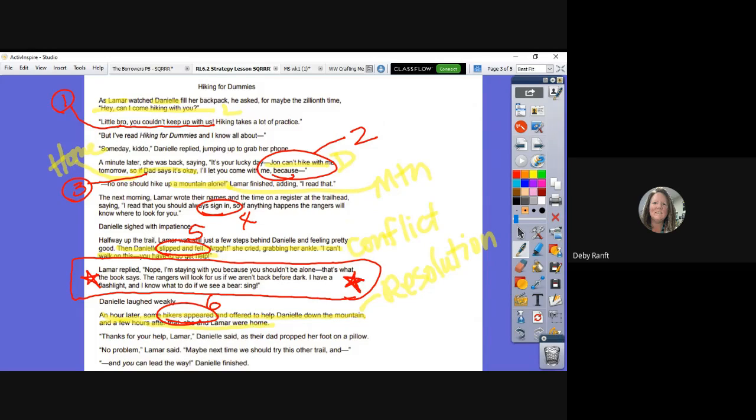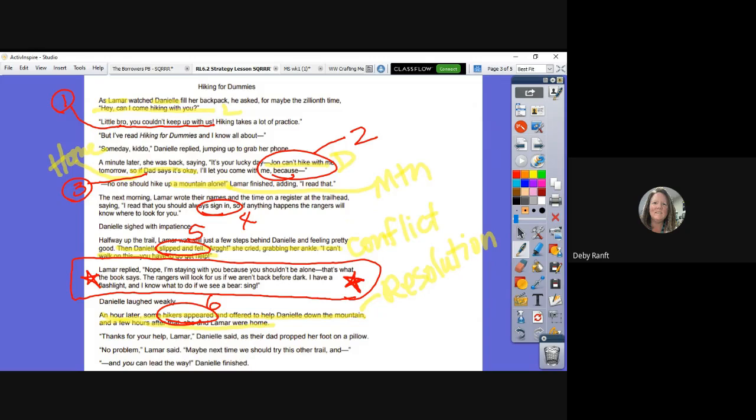Say it louder. Okay, stick together when you're hiking. That could be the message. What else could it be? What do you think Danielle learned about Lamar? He's a helpful kid. Okay. Maybe, do you think she was maybe underestimating him a little bit?